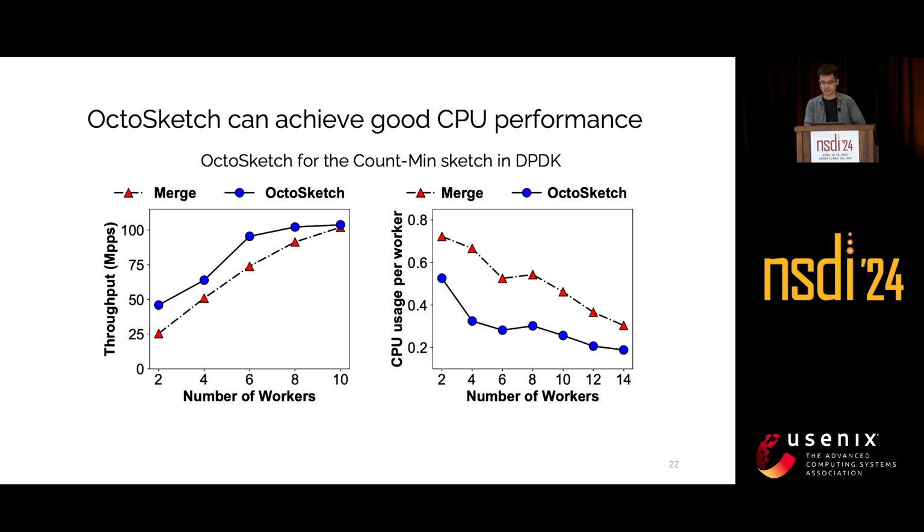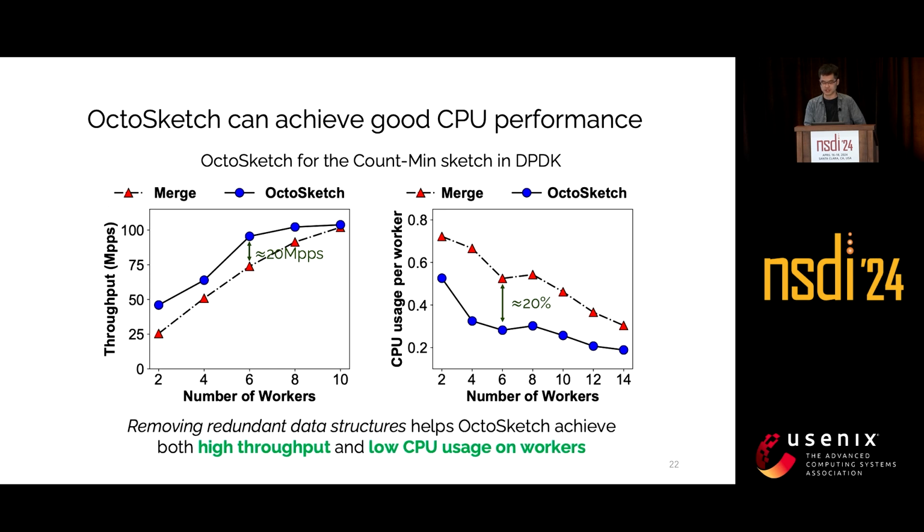We also show OctoSketch can achieve good performance on different platforms. We use DPDK as an example. OctoSketch achieves higher throughput than the sketch merge. Specifically, the throughput of OctoSketch is around 20 million packets per second higher than that of sketch merge when using 6 workers. In addition, the CPU usage per worker of OctoSketch is around 20% lower than that of the sketch merge when using 6 workers. In summary, removing redundant data structures on workers enables OctoSketch to achieve higher throughput and lower CPU usage in DPDK.